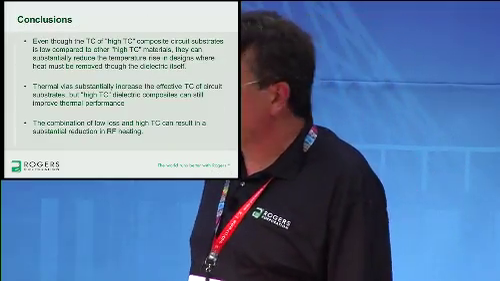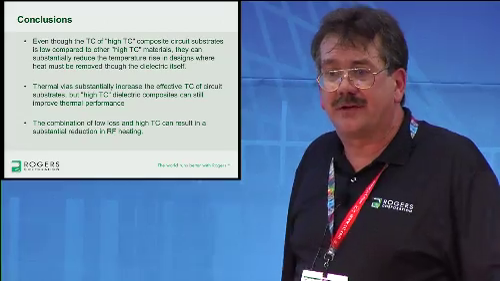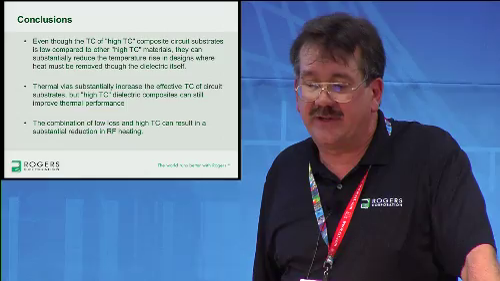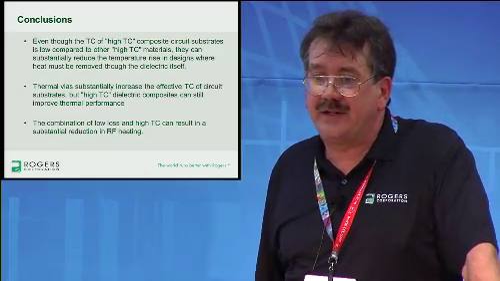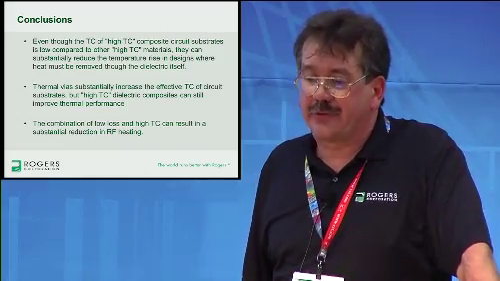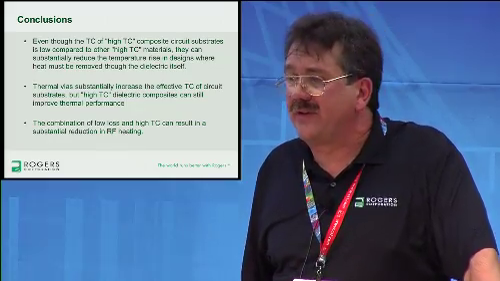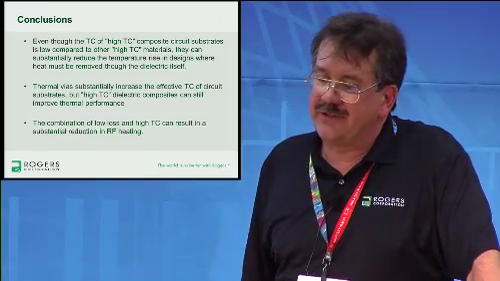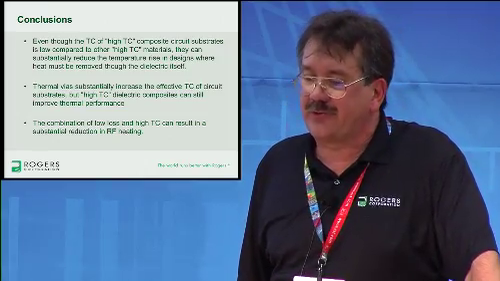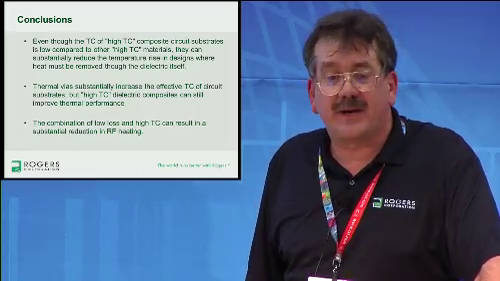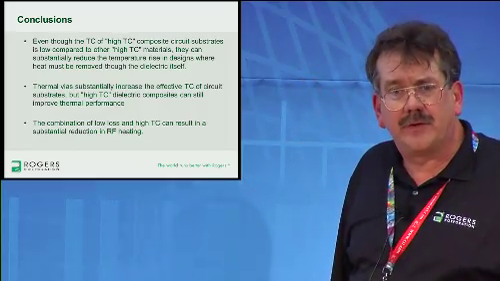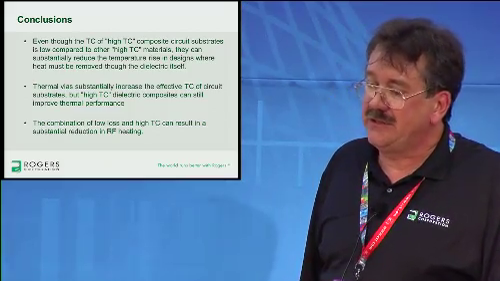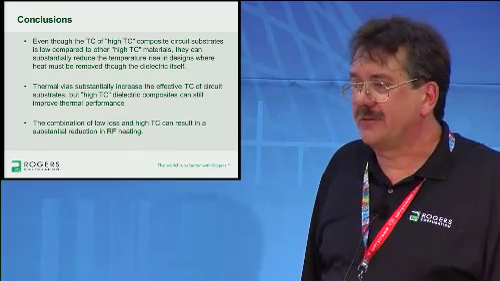So that brings me to the conclusion that even though the thermal conductivity of these high TC composite circuit substrates is low compared to other high TC materials, it can substantially reduce the temperature rise in designs where the heat has to be removed through the dielectric. Thermal vias substantially increase the effective TC of circuit substrates, but high TC dielectric composites can still improve thermal performance. And the combination of low loss and high TC can result in a substantial reduction in RF heating.